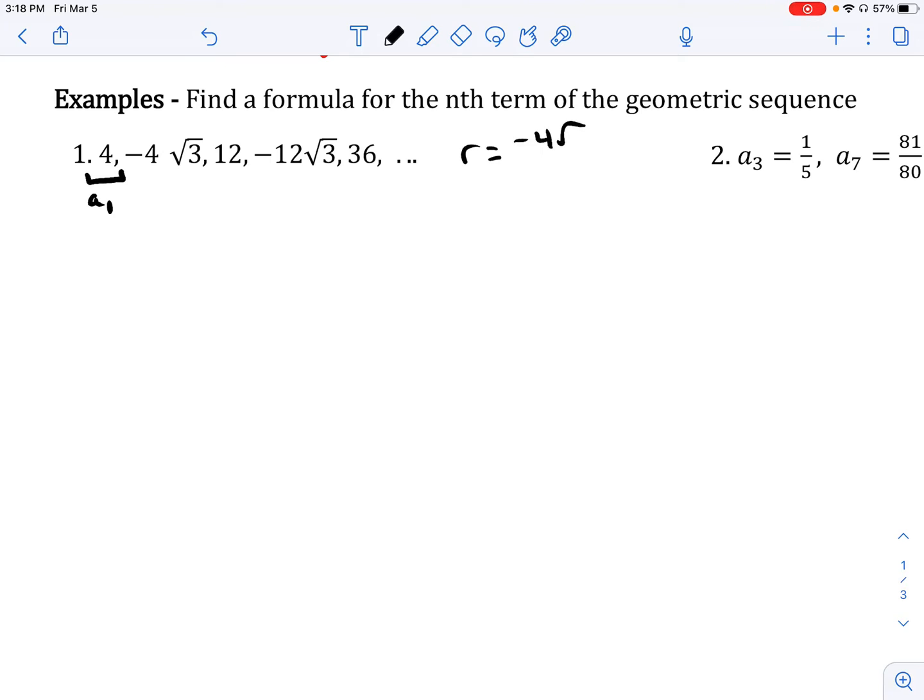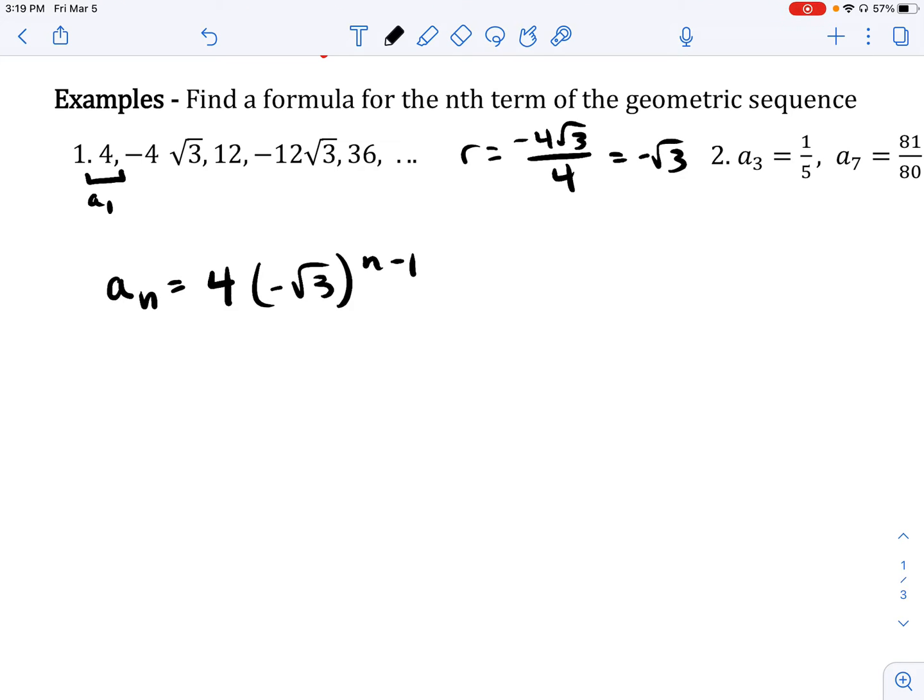So negative 4 root 3 divided by my first term, 4, and I get negative root 3. So that's all I need to be able to write my nth term of this geometric sequence. I can say that a sub n is equal to a sub 1, which is 4, times my common ratio, raised to the n minus 1 power.